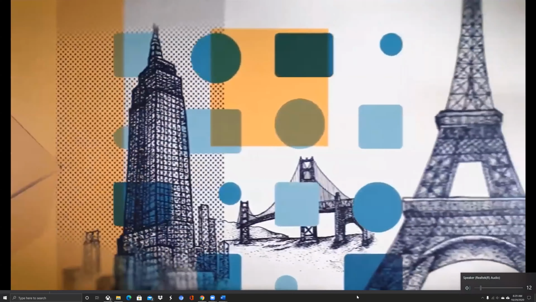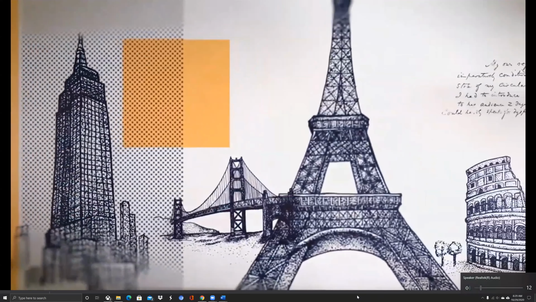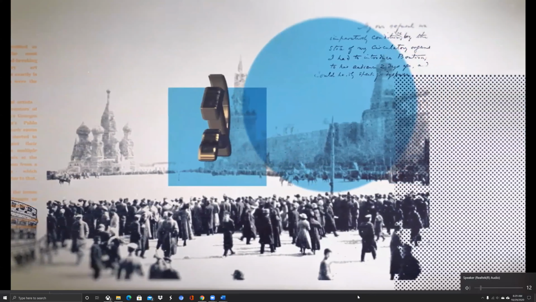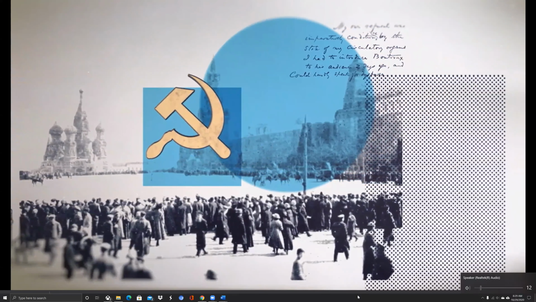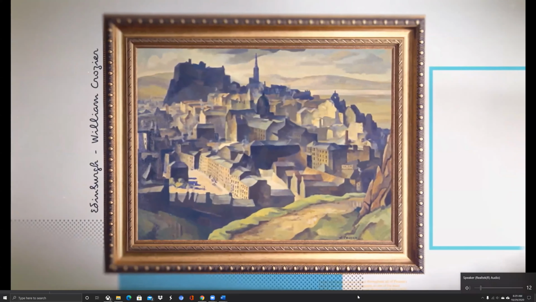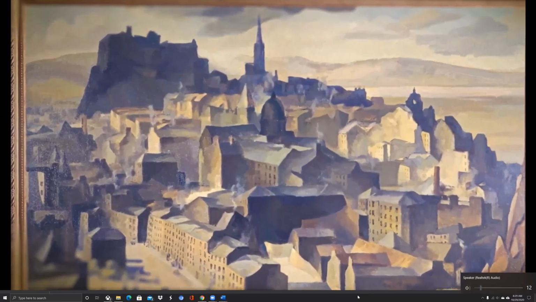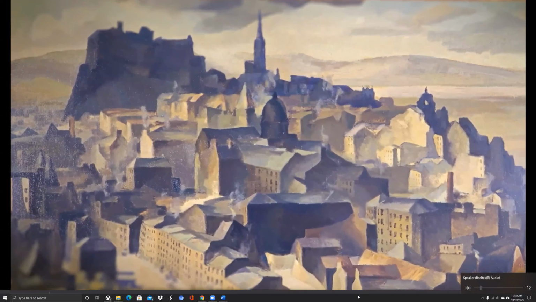The Cubist style quickly spread across Europe and America, with particular popularity burgeoning in Russia, where the style corresponded and chimed with newly forming revolutionary ideals. In Scotland, the work of artists like William Crozier also displayed a strong affinity with Cubism, as can be seen in this painting of Edinburgh from the late 1920s.